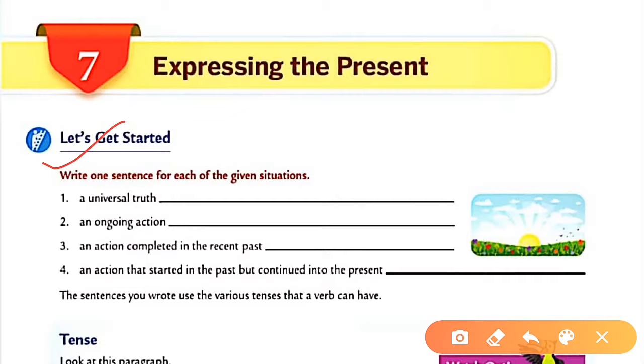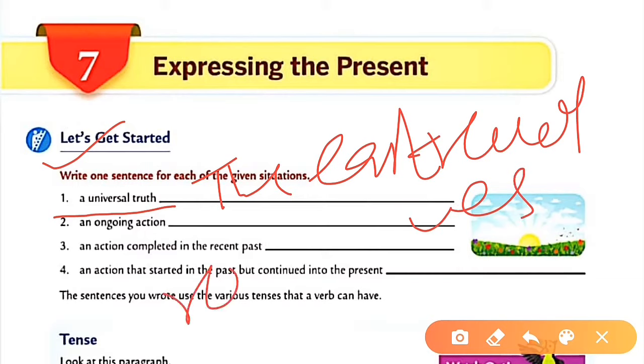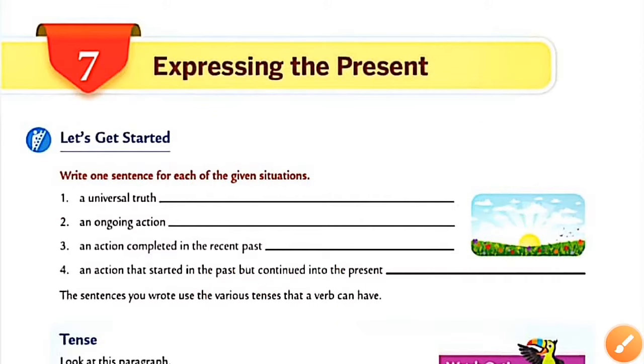Write one sentence for each of the given situations. A universal truth. Any universal truth we have to write means that can be known by everyone, not anyone. So we can write one sentence like, the earth revolves around the sun.